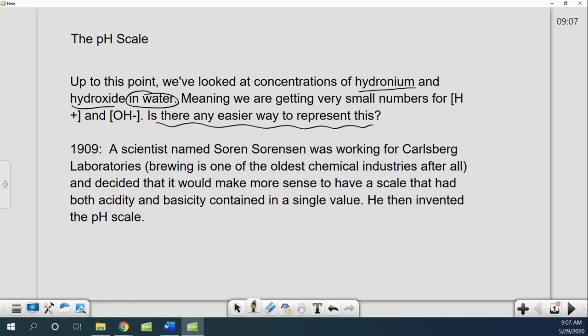And so this was a problem bugging a guy named Soren Sorensen, one of my favorite names in science, in 1909. He was working for Carlsberg Laboratories, after Carlsberg beer, because brewing is one of the oldest chemical industries. He was obviously doing pH tests and trying to figure out the acidity of, I'm guessing, beer that he was working on, and decided that it would really make sense if he had a scale that had both the amount of acidity and amount of basicity contained in a single value. So we could easily look at one number and see how acidic or basic this particular liquid that I'm working with is. And so he played around with numbers a little bit and invented the pH scale.